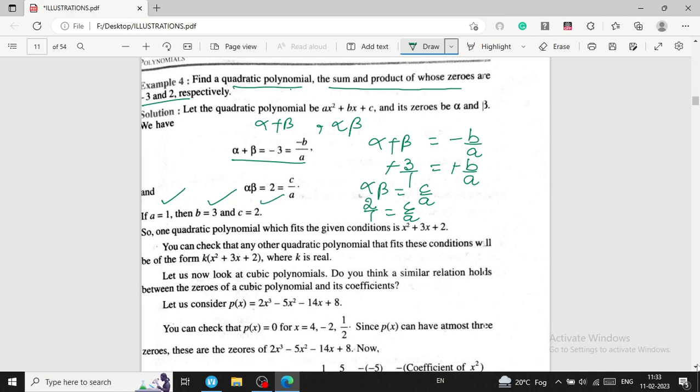Now you can substitute these values in this equation. It is ax square plus bx plus c, that is the quadratic polynomial equation. When we substitute in this equation, we find the quadratic polynomial like this: 1x square plus 3x plus 2, x square plus 3x plus 2. This is your quadratic polynomial.